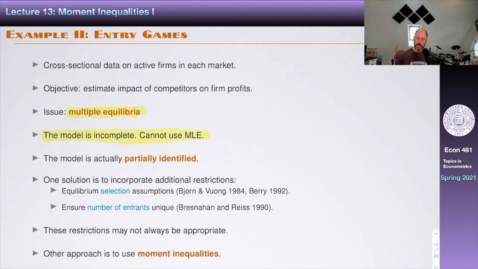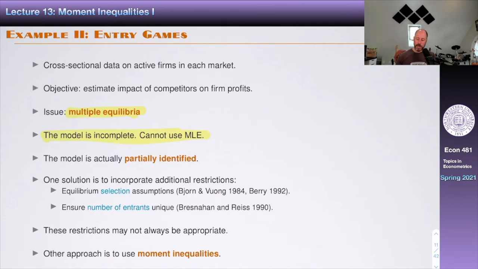And one solution to this is the following. One is sort of like you change what you pay attention to. For example, you just look at the number of entrants as opposed to who enters. Okay, you just look at how many people enter. And so you change the model, and then you realize that under certain assumptions, the number of firms in a market is unique.